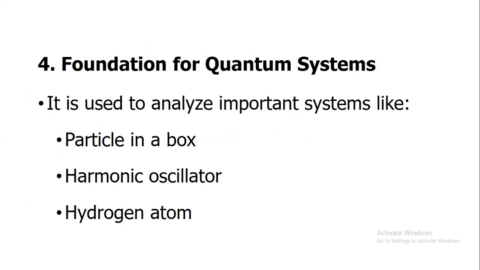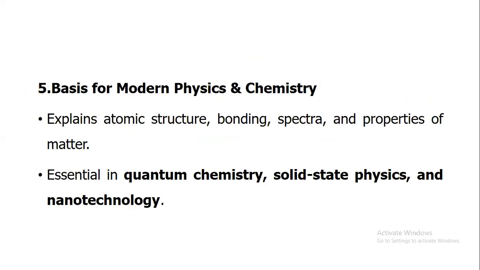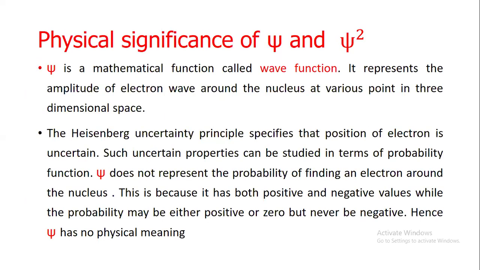It is the foundation of the quantum system. It is used to analyze important systems like the particle in a box, harmonic oscillator, and hydrogen atom. It is the basis for modern physics and chemistry. It explains atomic structure, bonding, spectra, and properties of matter. It is essential for quantum chemistry, solid state, and nanotechnology.